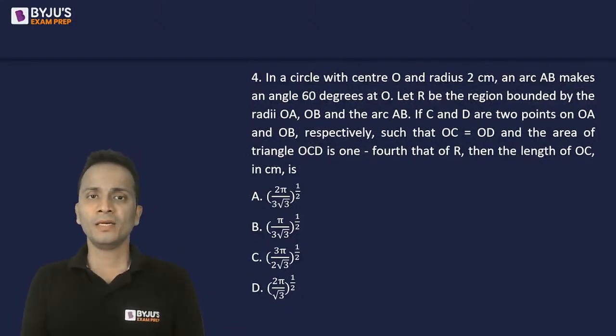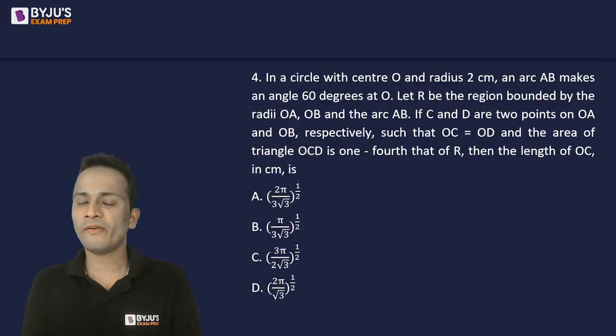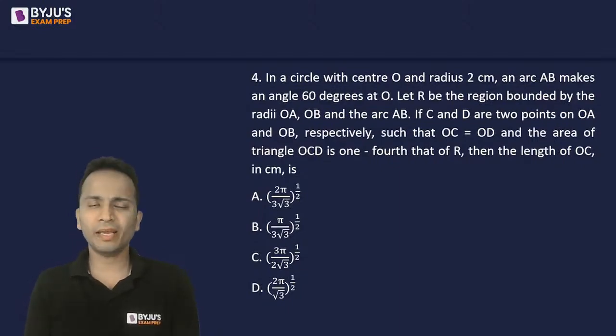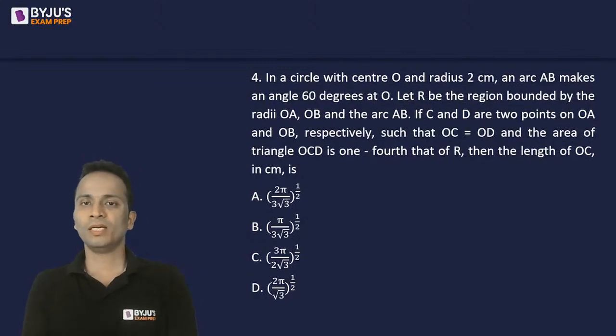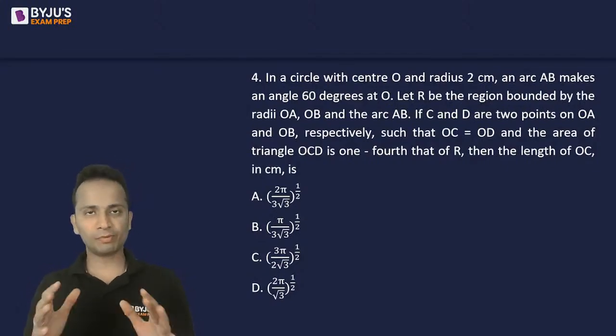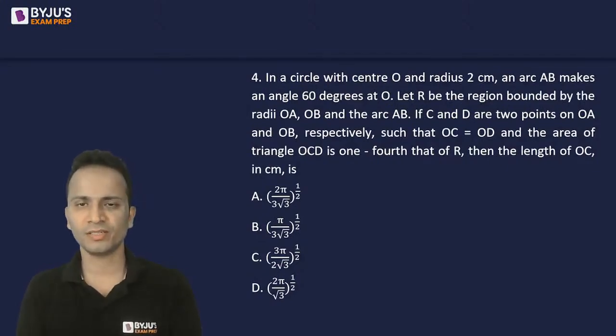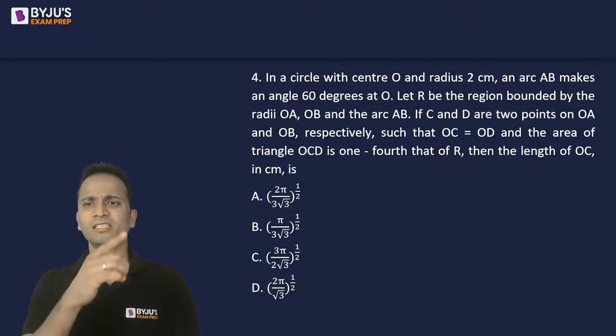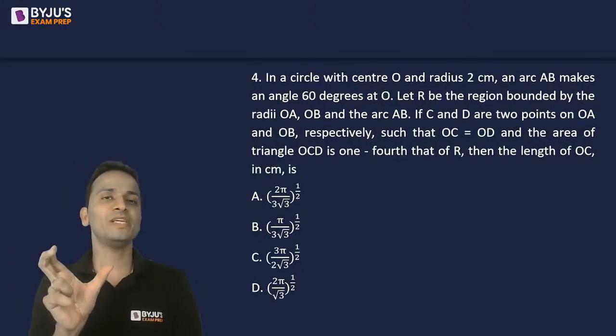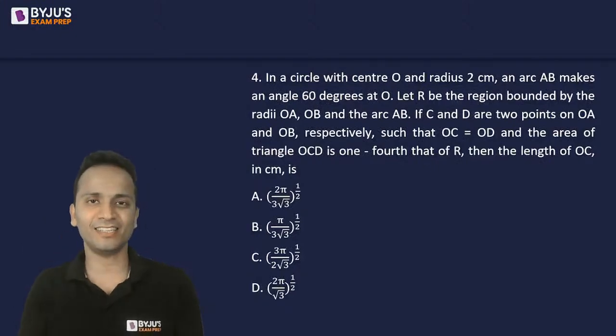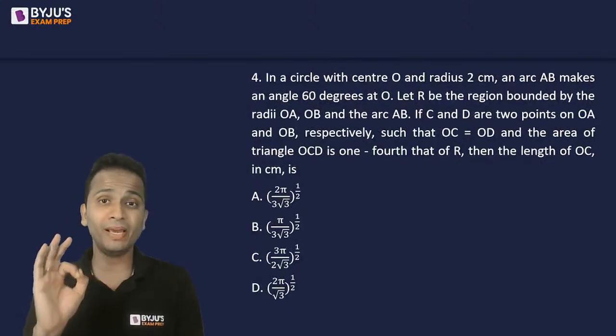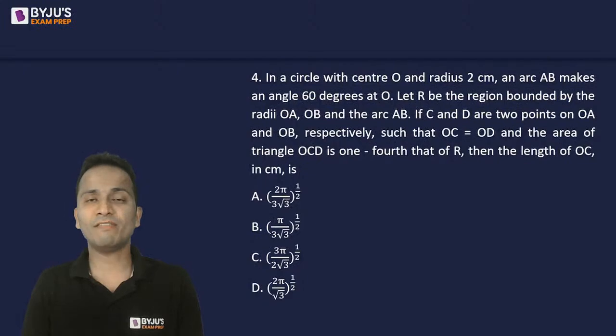Okay. Now, in a circle with center O and radius 2 centimeters, an arc AB makes an angle of 60 degrees at O. Let R be the region bounded by radii OA, OB and the arc AB. So up till this point, try to draw the figure. Fine. This is very easy. Just need to draw an arc which is making an angle of 60 degrees at the center. So a bell should ring in your mind after looking at the central angle of 60 degrees.